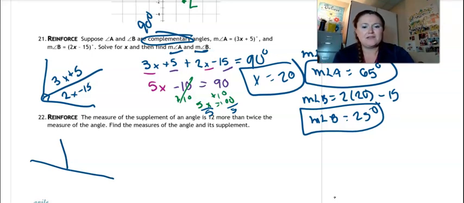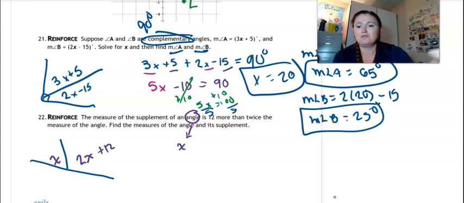So I'm going to call the angle that I'm starting with x, which means I have an angle and the supplement. The supplement is 12 more than twice the measure. Twice means 2 times x, twice the measure, and then 12 more is plus 12. You could also write it as 12 plus 2x if that makes more sense to you.